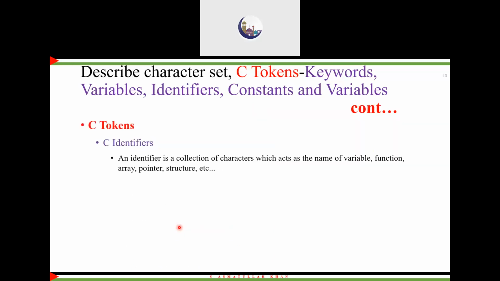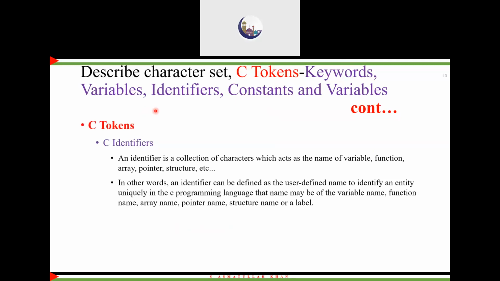So moving ahead, identifiers now. Keywords are over. Identifiers are a collection of characters which act like a name of a variable or a function or an array or a pointer or structure. Means if I want to create my own word, then I will call that word an identifier. In simple terms, an identifier is nothing but the user-defined name to identify an entity uniquely in the C programming language. That name may be a variable name, function name, array name, pointer name, structure name, or a label.